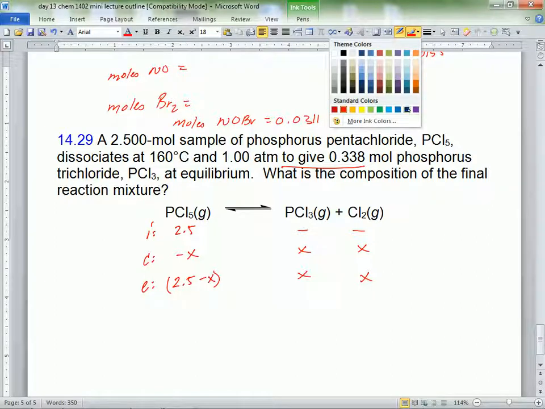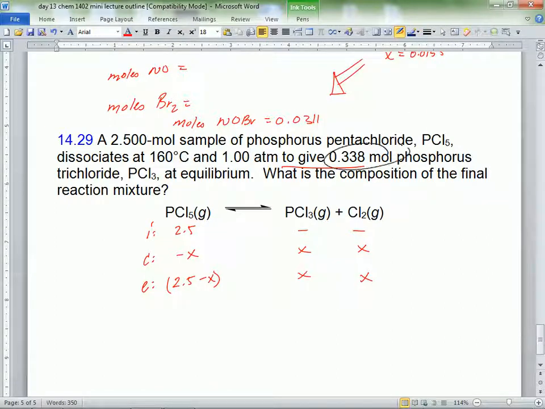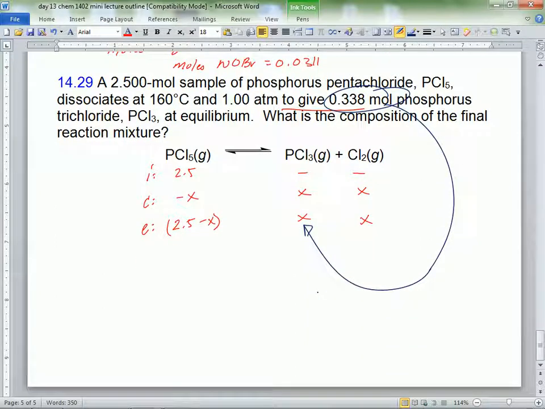So at 0.38, this phosphorus trichloride has to be that. Yeah, so the 0.338 has to equal the x. You don't have to divide by 2 or anything. So that 1 atm and that 160 degrees Celsius meant nothing, right? We don't have P in the ICE table. We have a pressure.